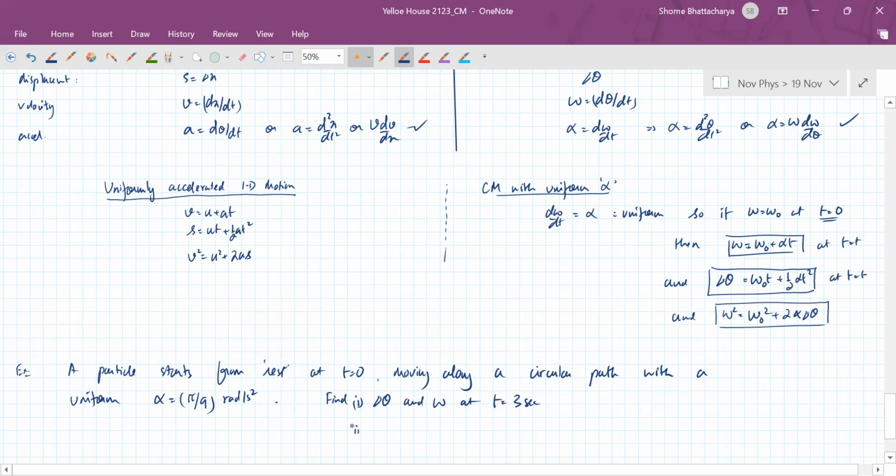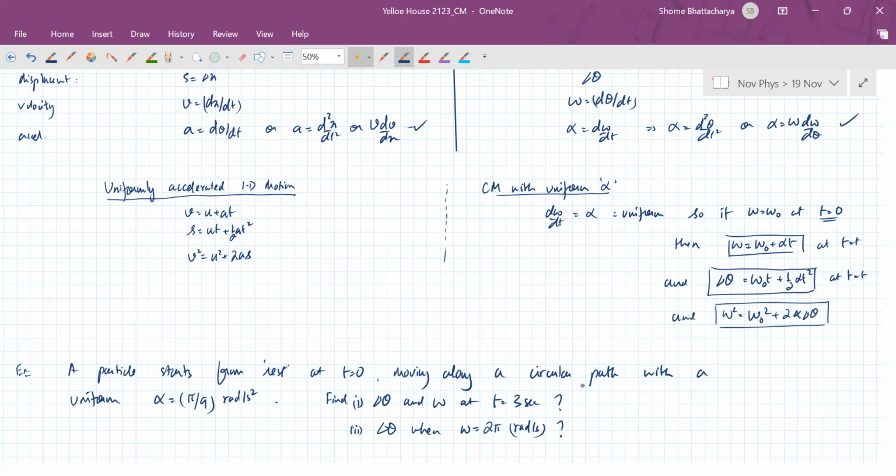And second, we want to find the angular displacement when its angular speed has become 2 pi radians per second. So just try out this question, people. We will discuss.